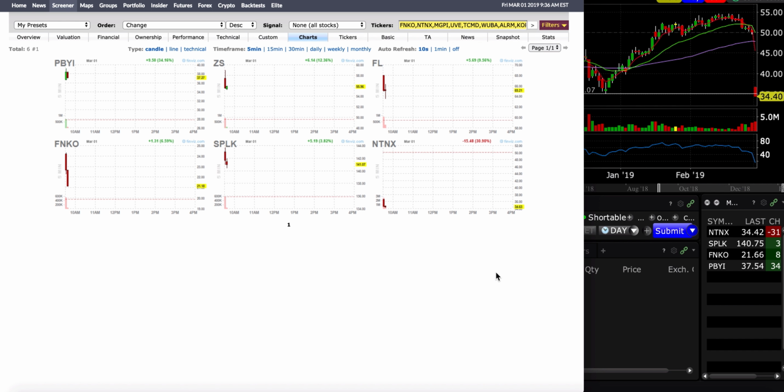Is the trend going to be up? Is the trend going to be down? Is there going to be a reversal? So just observe the first 5 minutes. The 5-minute chart is going to give you a whole bunch of information.